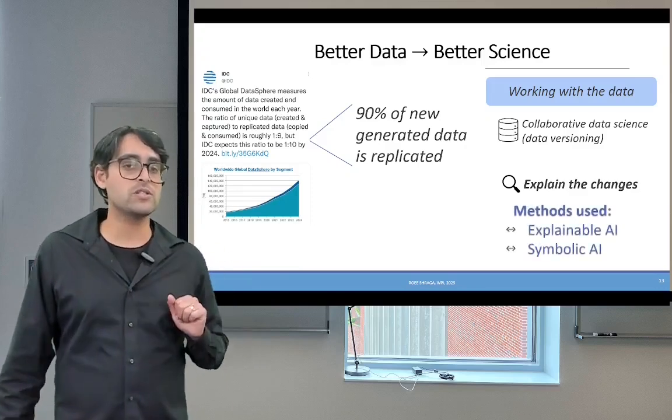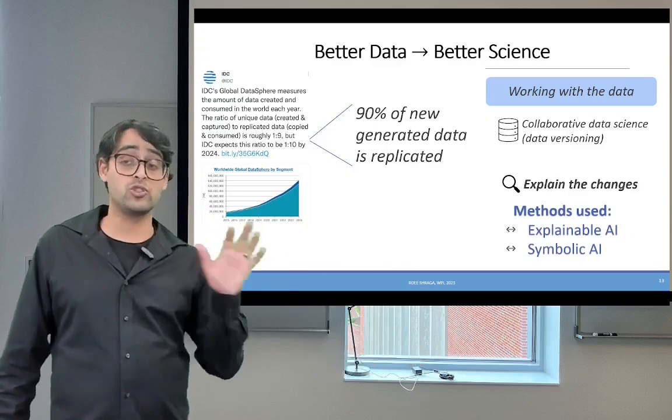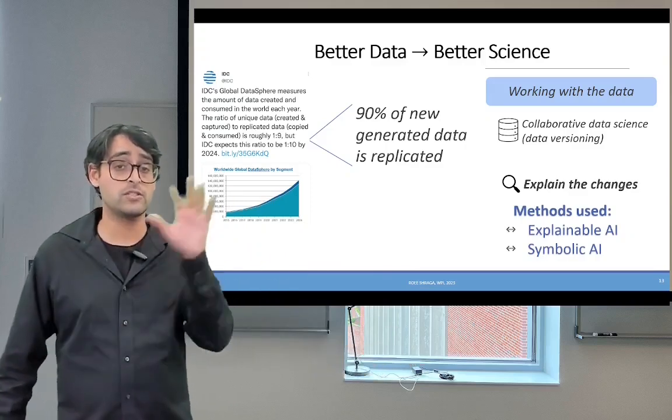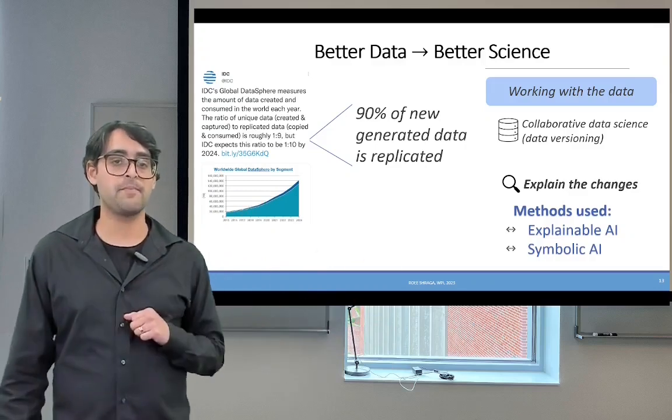The method that we use in this kind of research mainly relies on explainable AI, so generating AI and machine learning solutions that humans can understand, and also builds on top of symbolic AI.